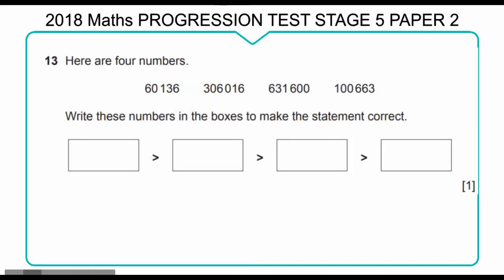Here are four numbers: 60,000, 136,306,000 and 16,631,600, 100,663. Write these numbers in the boxes to make the statement correct.